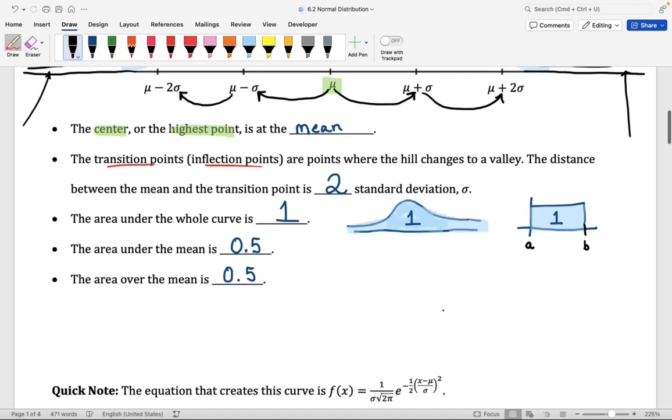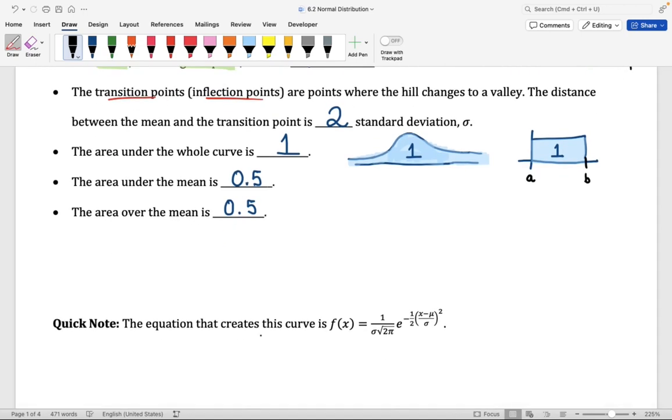Now, I do have a quick note here below. The equation that creates the curve is f of x equal to 1 divided by sigma times the square root of 2 times pi, times e to the power of negative 1/2 times x minus mu divided by sigma, squared. Now, if you have taken calculus before, you might have an idea of how to find the area under this curve. That is not what we're going to be doing in this class, because calculus is not a prerequisite of this class. We're going to be finding the area under the curve using technology. So we're not going to be using this function. I just wanted to make this quick note.